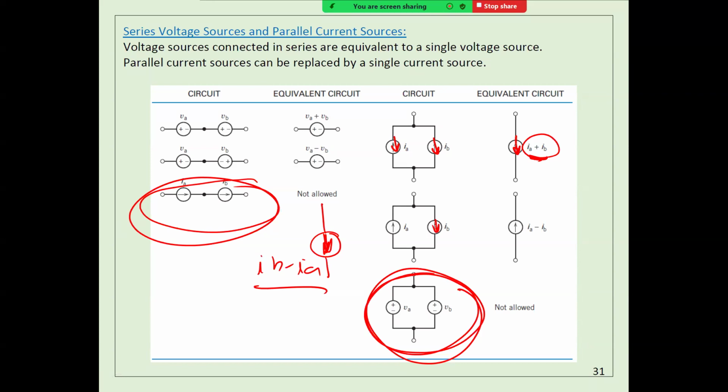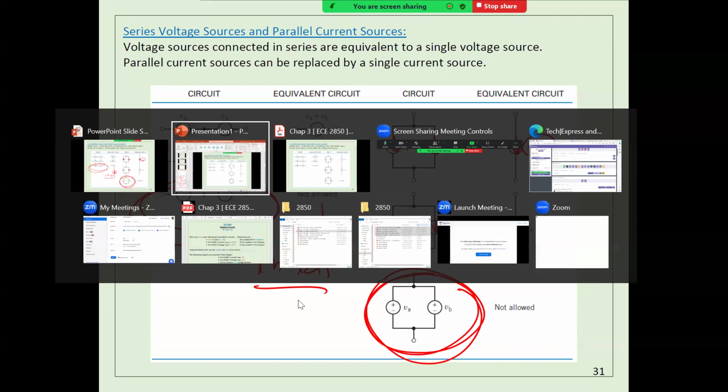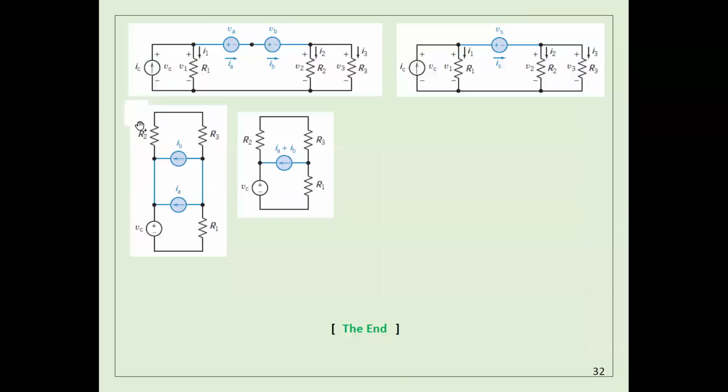Okay, guys. Again, what I want to say here is, sometimes, that's what I'm explaining here. Sometimes you may have a circuit like this one. You have some sources connected this way. So in this case, I can replace.